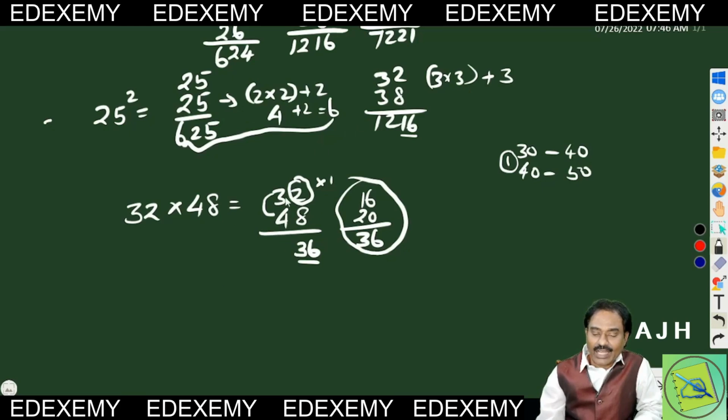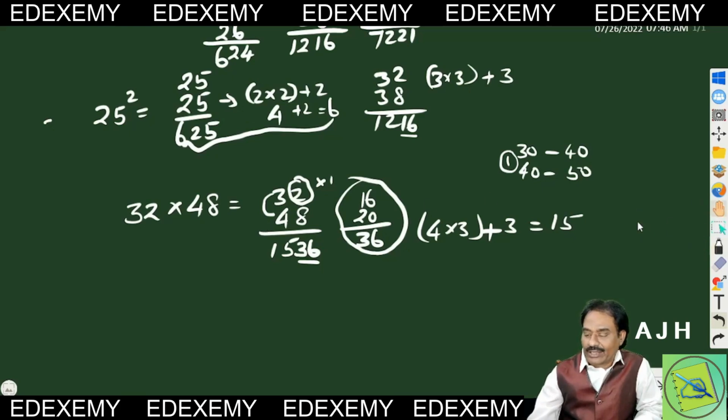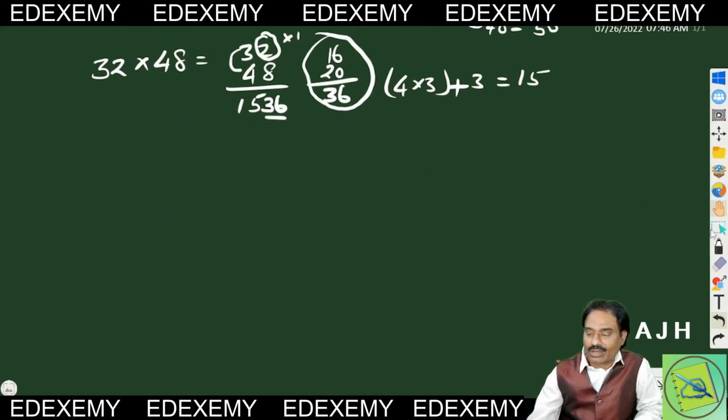Now 4 into 3 plus 3. 3 is the top number's tenth digit. Okay, so 4 into 3 plus 3. 4 3s are 12, 12 plus 3 is 15, therefore 15 comes here. Therefore the answer is 1536. See how beautifully this pattern works. Now we will see whether it works for other numbers.